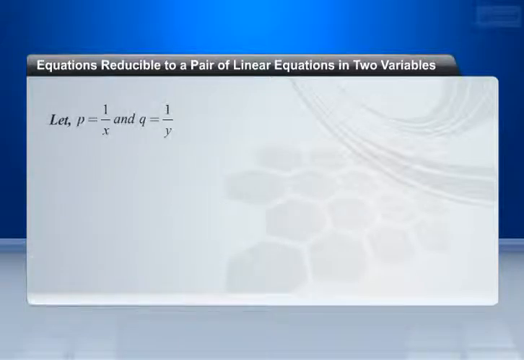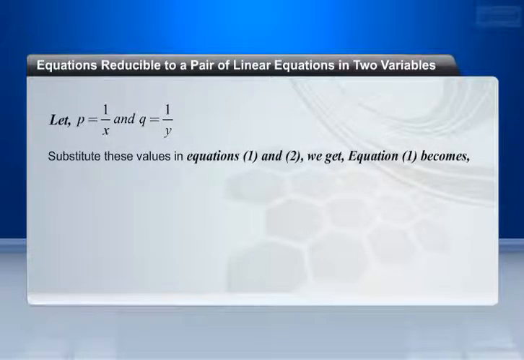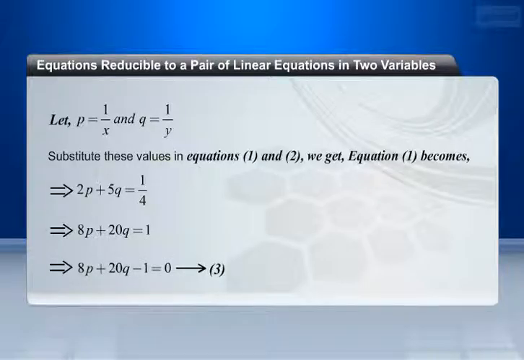Let P equals 1 by X, and Q equals 1 by Y. Substituting these values in equation 1, we can write equation 1, that is, 2 by X plus 5 by Y equals 1 by 4, as 2P plus 5Q equals 1 by 4. By cross-multiplying the denominator on right-hand side, we have 8P plus 20Q equals 1. This implies that 8P plus 20Q minus 1 equals 0, make it as equation 3.